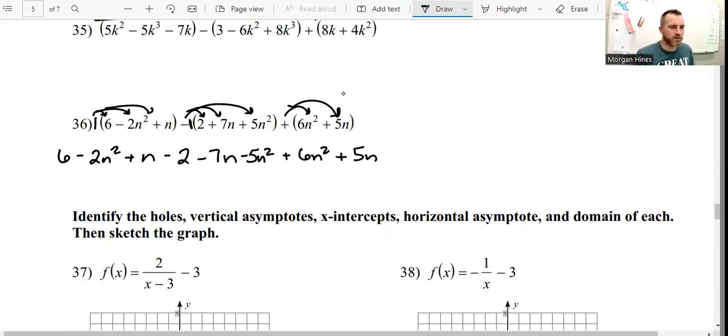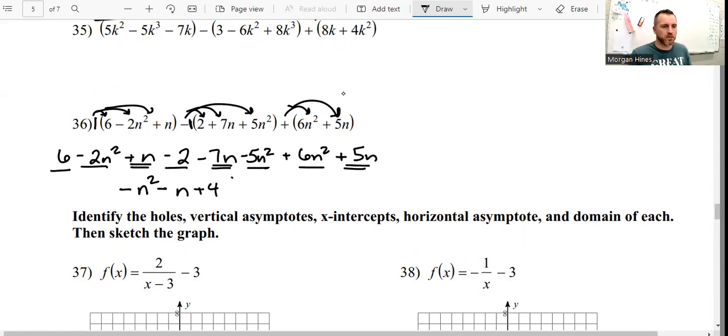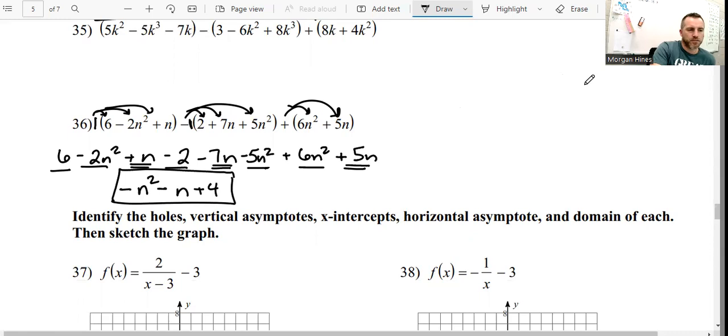Time to combine some like terms. We got a bunch of them, a bunch of n squareds. So -2 minus 5 is -7, plus 6 is -1n squared. Then we've got n minus 7n, that's -6n, plus 5n is another -n. 6 minus 2 is 4. That is operations with polynomials.